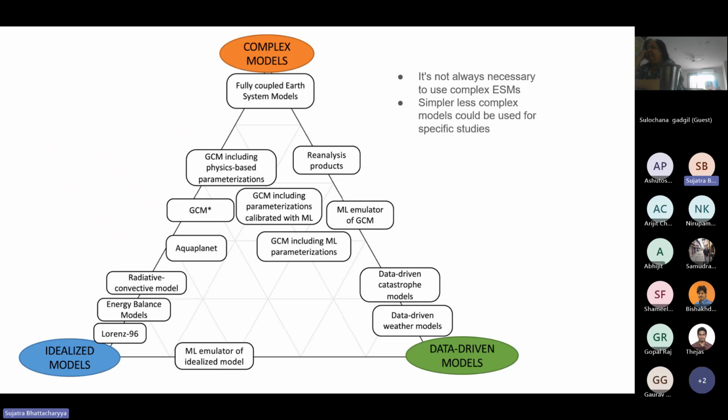So this is the hierarchy of models that we are looking at. At the top, you have very complex models. At the bottom, in one limb, you have idealized models. On the other limb, you are looking at more and more data. At the top, you are looking at fully coupled Earth system models, the kind of models that we use in CMIP to look at future predictions or future scenario simulations. That would be at the top level.